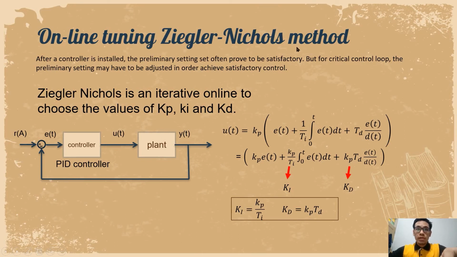During control design, preliminary controller settings are specified based on process knowledge, control objective, and prior experience. After a controller is installed, the preliminary setting often proves to be satisfactory. But for a critical control loop, the preliminary setting may have to be adjusted in order to achieve satisfactory control.